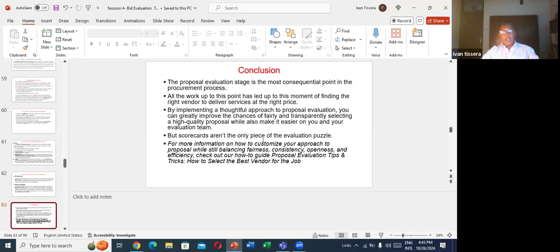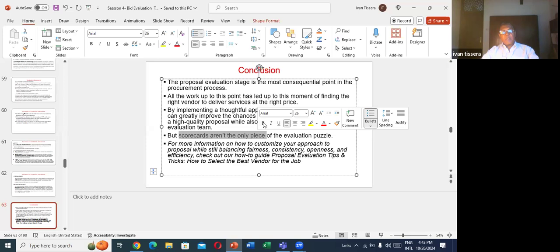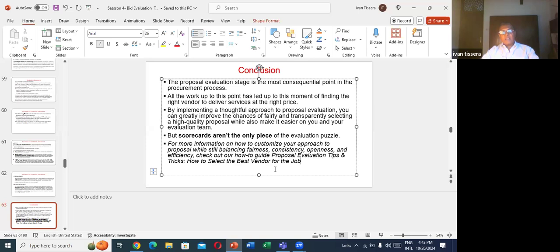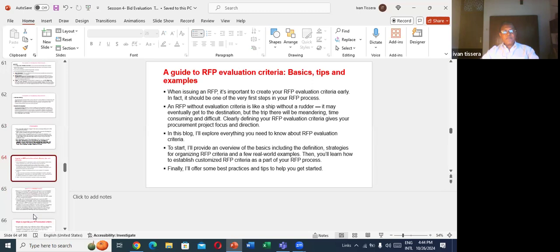But scorecards aren't the only piece of the evaluation puzzle. As we discussed, there are many other methods. For more information on how to customize your approach to proposal evaluation while still balancing fairness, consistency, openness, and efficiency, check out the guide on proposal evaluation tips and tricks. You have to check it on the web. That is the guide they have given. I don't want to read it all out, you can just read the guide.